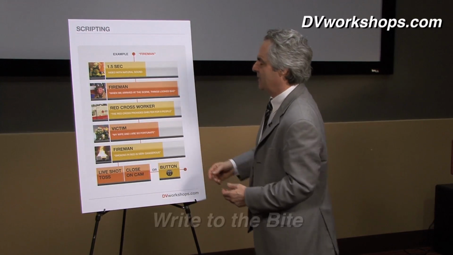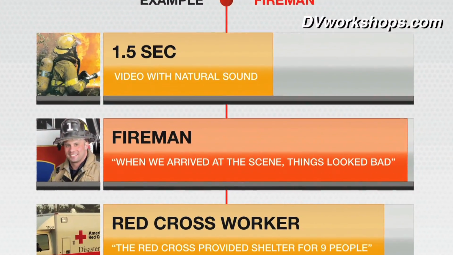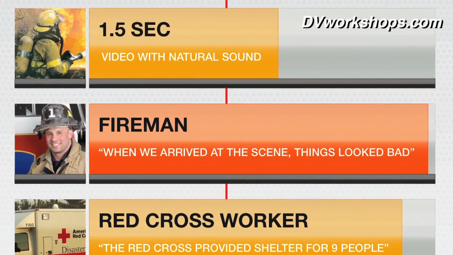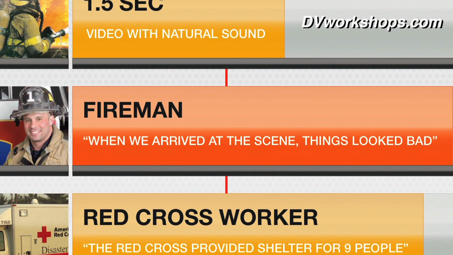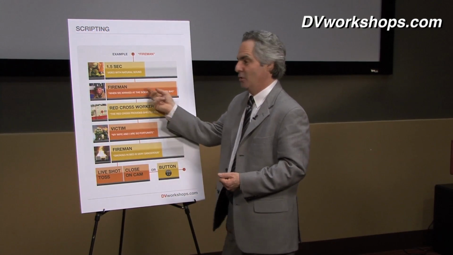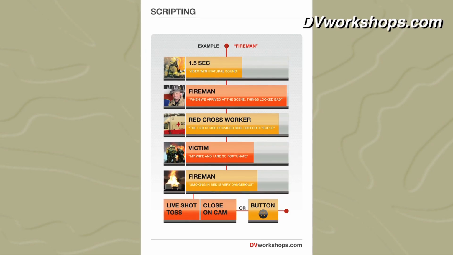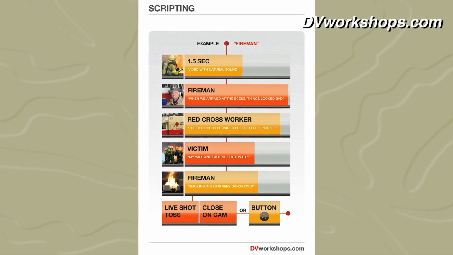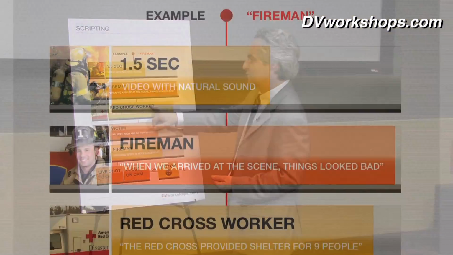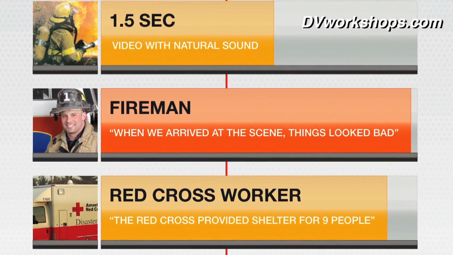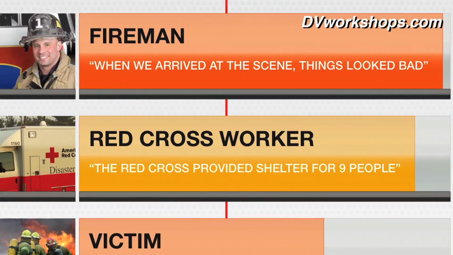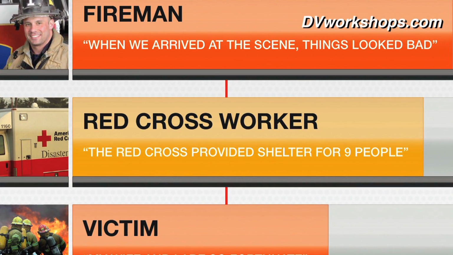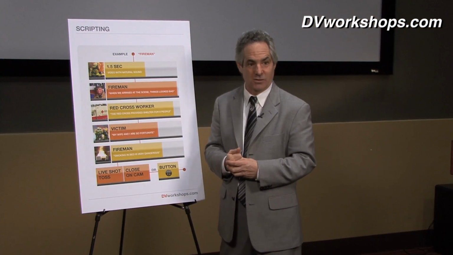For example, maybe it's a fireman, and the first thing he says is, "When we arrive, things look bad." So maybe my reportage begins with the simple who, what, where, when, and why, right? 3-alarm fire, Northwest Chestnut Street, fireman, blah, blah, blah, was there. Boom, cut to that. And I know I'm writing that because that's the first bite. Now the second bite is the Red Cross worker talking about shelter for some people. So I know my next scripting for my reportage will be: 9 people were left homeless and the Red Cross took care of them. Boom, there's the Red Cross worker.